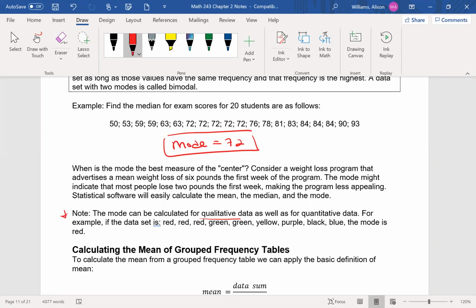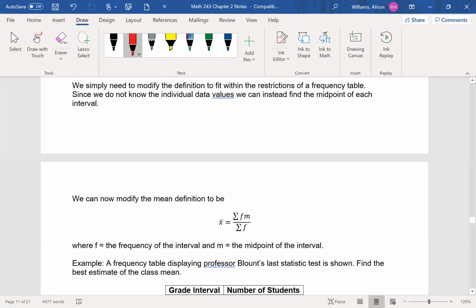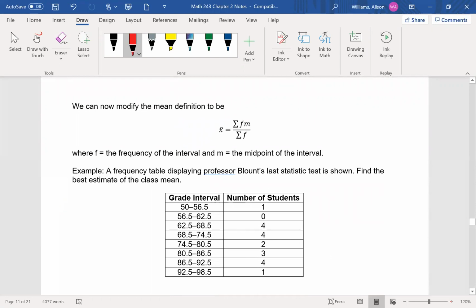Okay, so sometimes the data is organized into a frequency table. And if that's the case, we're going to have to kind of guess a little bit about the data. So let me just kind of scroll down to this example and we'll talk about the formula.